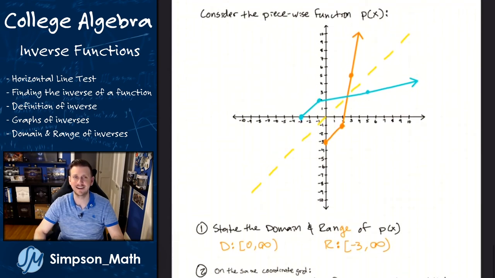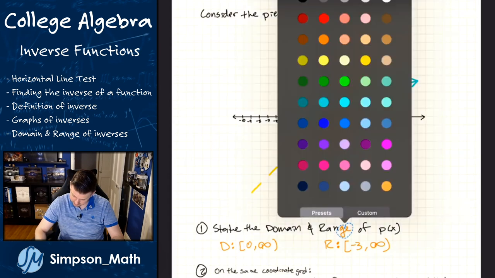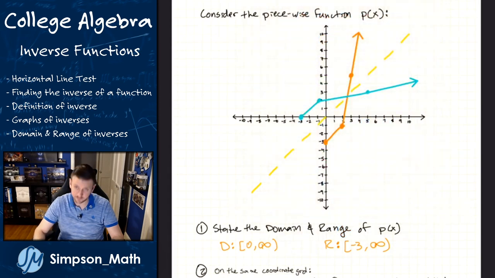All right, so let's take a look at it. Hopefully you got it figured out. So let's consider this piecewise function. So first, what's the domain of this? Oh, I changed that to orange for some reason. That's strange. Go back to black. There we go.